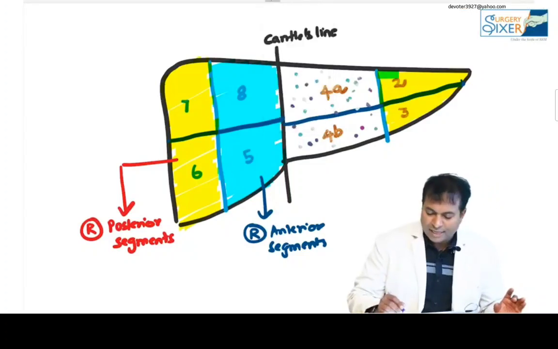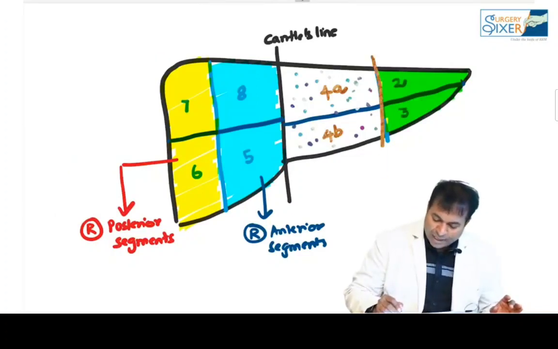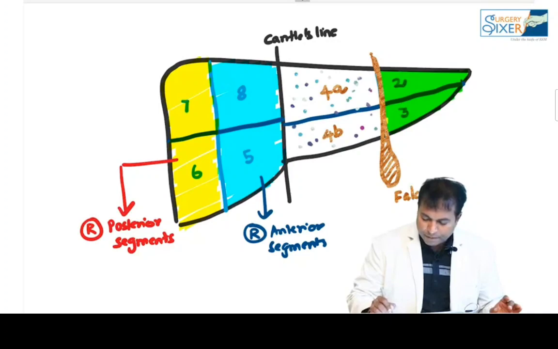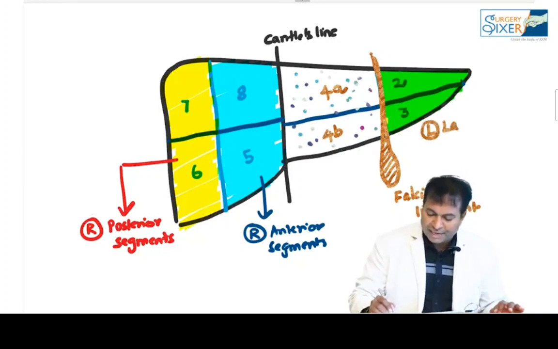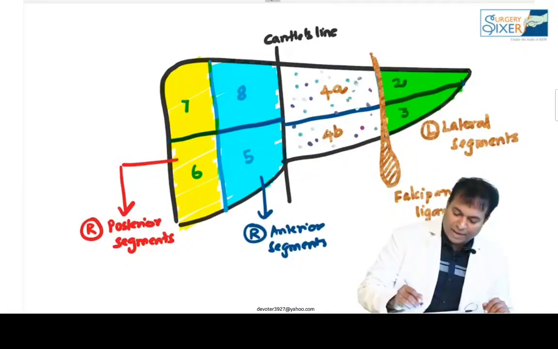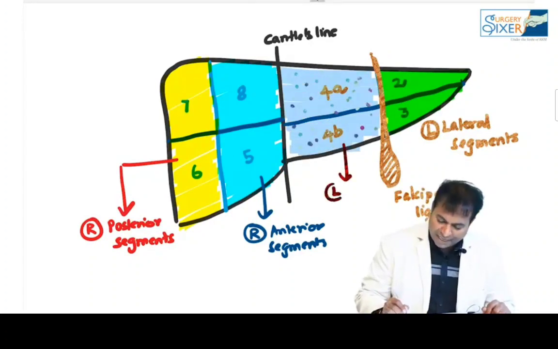Segments 2 and 3 are present where? Segments 2 and 3 are present lateral to the, what is this ligament here? They are present lateral to the falciform ligament. So therefore they are known as left lateral segments. So lateral to the falciform ligament are the left lateral segments. Medial to the falciform ligament are the left medial segments. 4A and 4B are known as left medial segments.